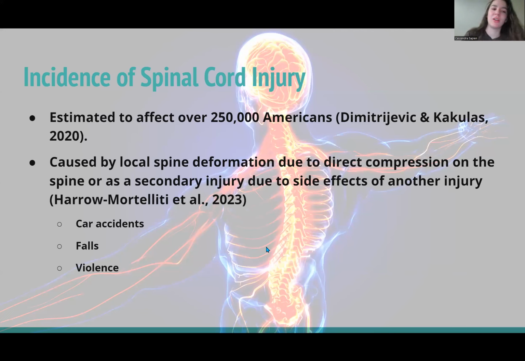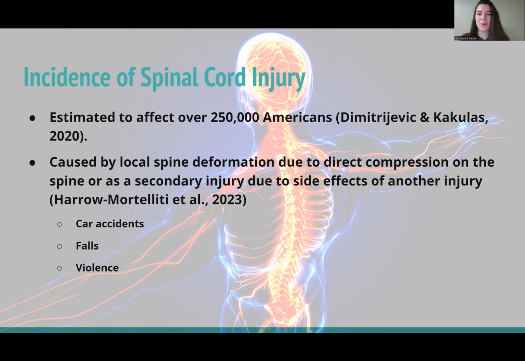So, incidence of spinal cord injury. This is estimated to affect over 250,000 Americans alone as of studies done in 2020. It's caused by local spine deformation due to direct compression on the spine, and this is seen as a primary injury or as a secondary injury due to side effects of another injury. An individual can experience hemorrhages or ischemia, which cause inflammation or electrolyte imbalances, ultimately leading to that secondary spinal cord injury. And this can occur anywhere from 48 hours after the accident or even months later down the line due to prolonged damage and side effects.